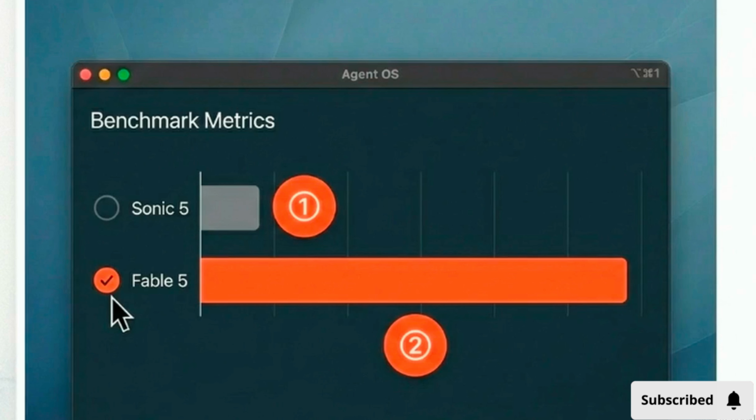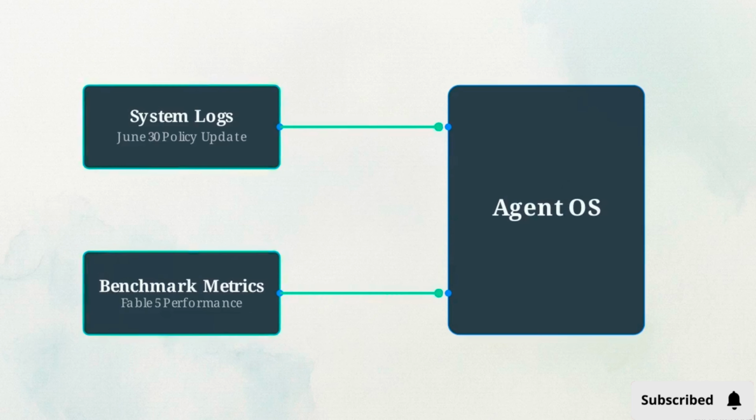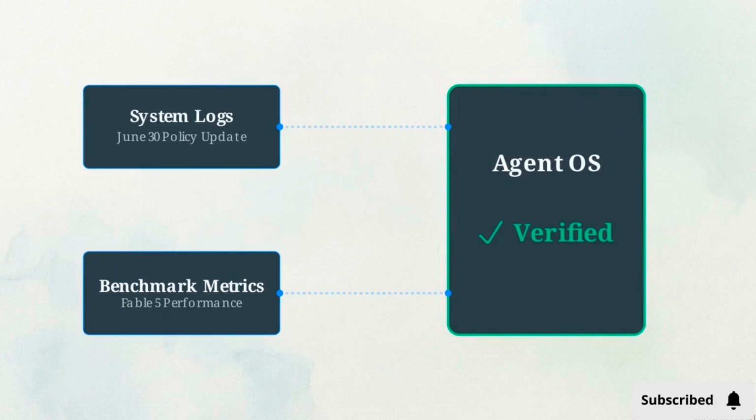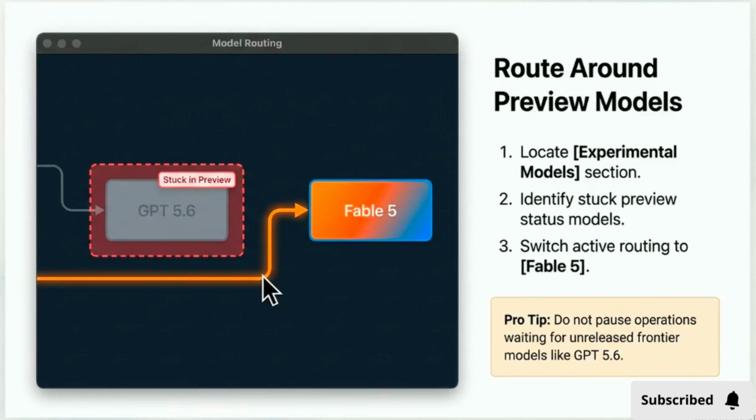This chart compares local benchmark metrics. You can clearly see Fable 5 processes data significantly faster than Sonic 5, making it the practical choice for your active workflows. Confirming those event logs and checking your local benchmarks guarantees your agent OS is actively utilizing the lifted restrictions. This routing diagram shows a common bottleneck.